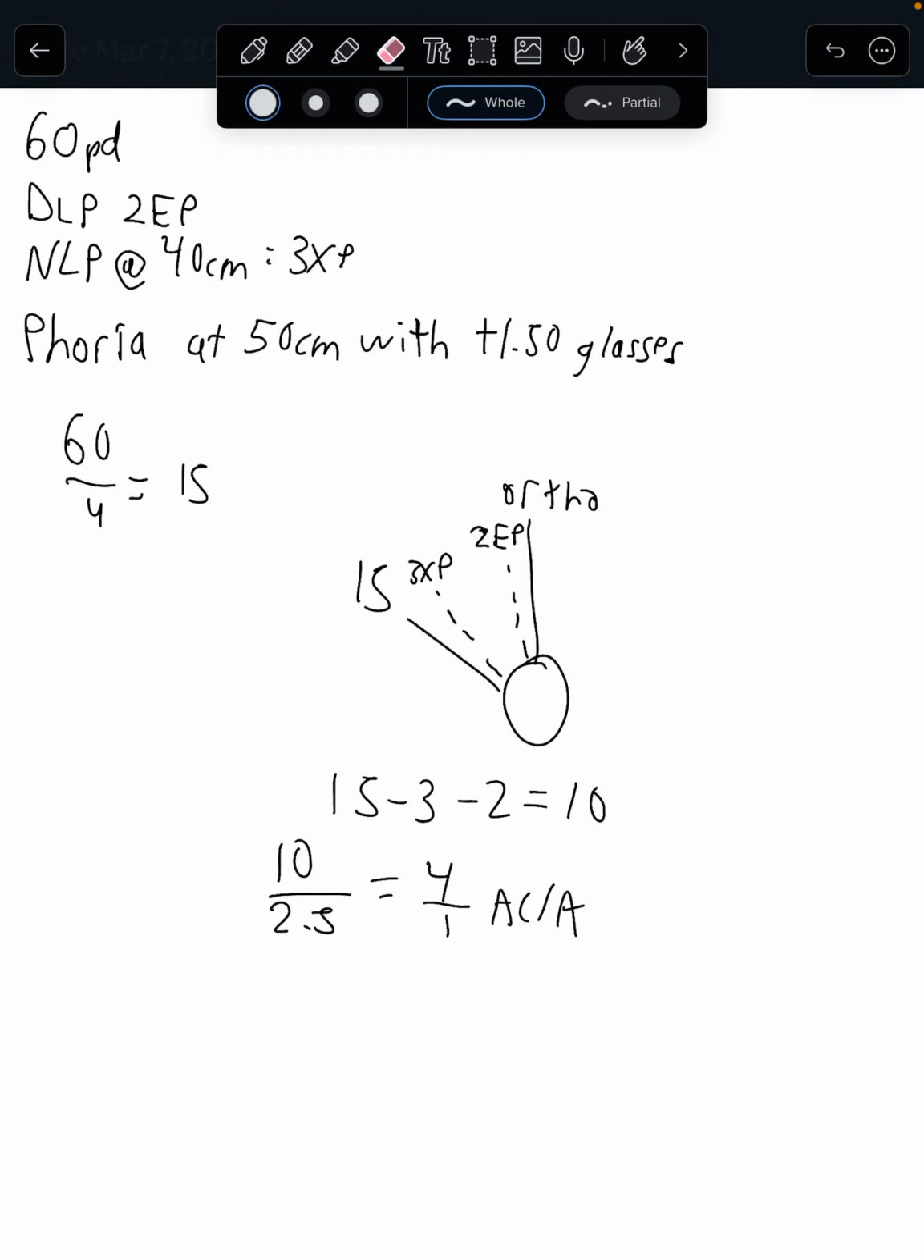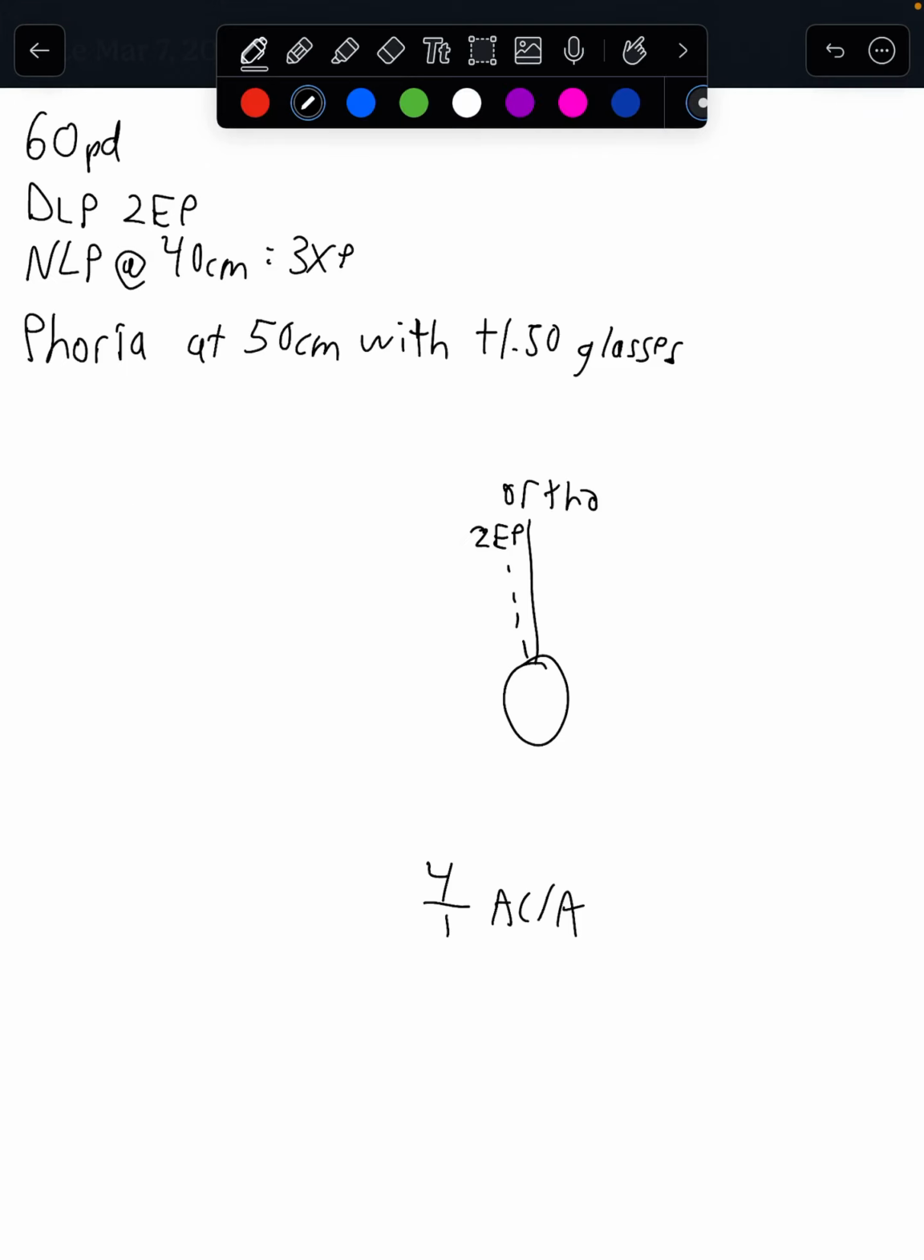So I'm going to erase everything to do with 40 centimeters. So the convergence demand, the foria, I'm going to erase all of this. Okay, so now we should find a new convergence demand because we're working at 50 centimeters. So we're going to do 60 divided by 1/10 of the working distance, which is 5. And so that's 60 divided by 5 is 12.